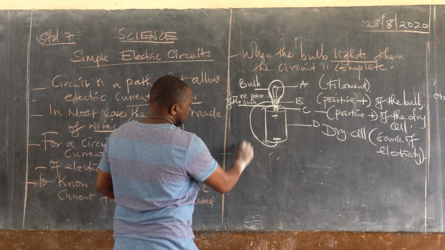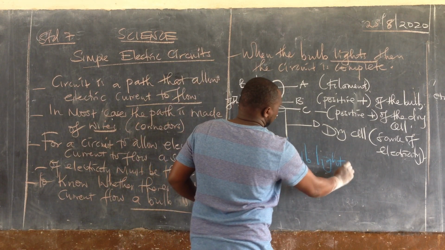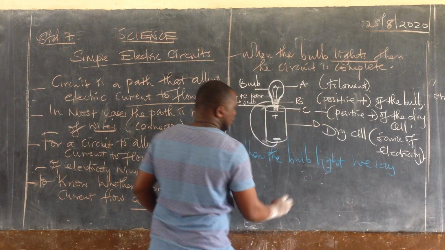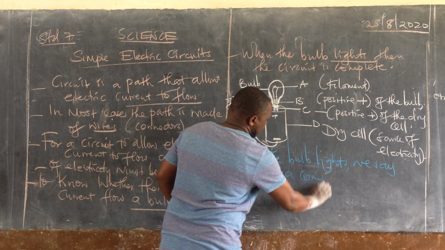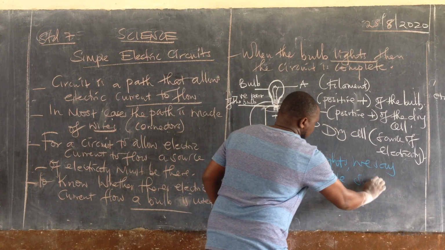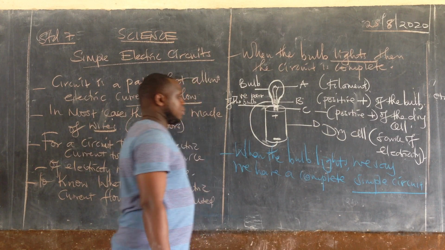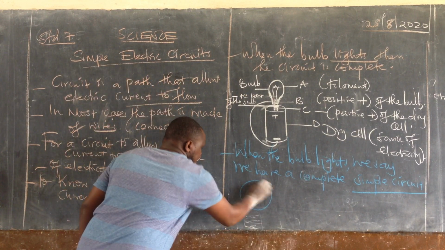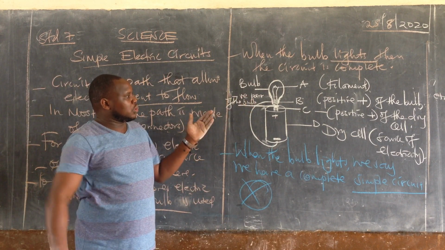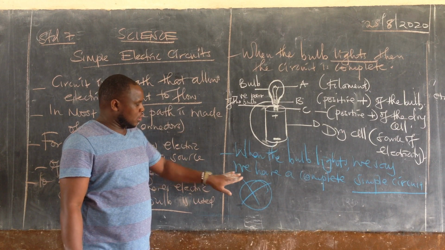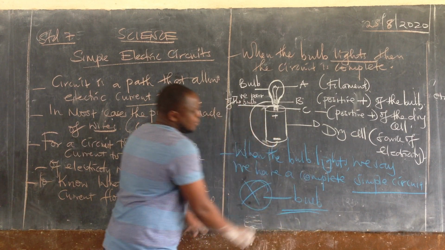So when the bulb lights, we say we have a complete simple circuit. A complete simple circuit. Sometimes the bulb can be written like this. If you see something like this in a drawing where it demonstrates electric flow or current flow, this means a bulb. This also indicates that it's a bulb.